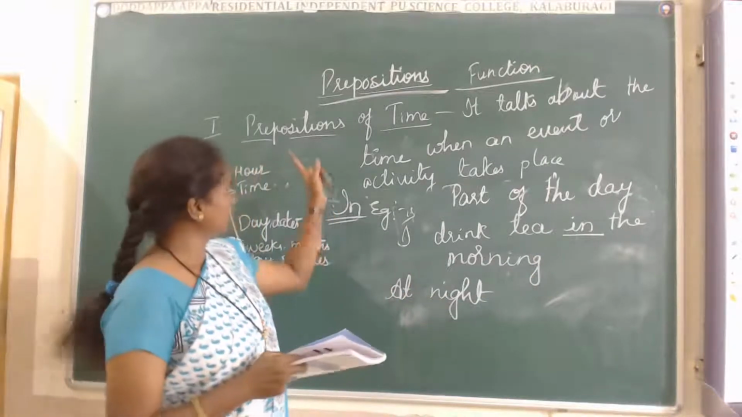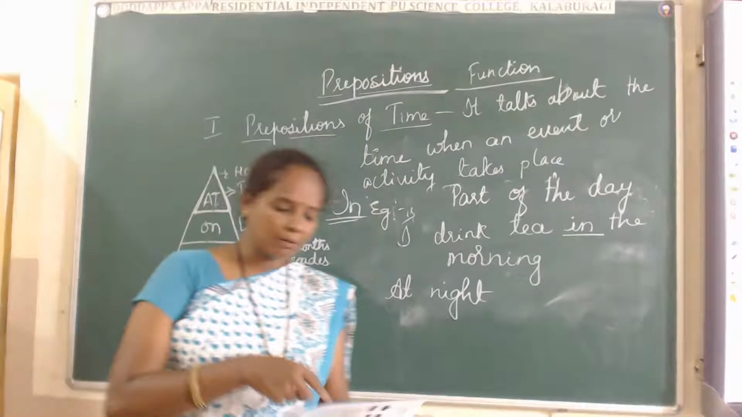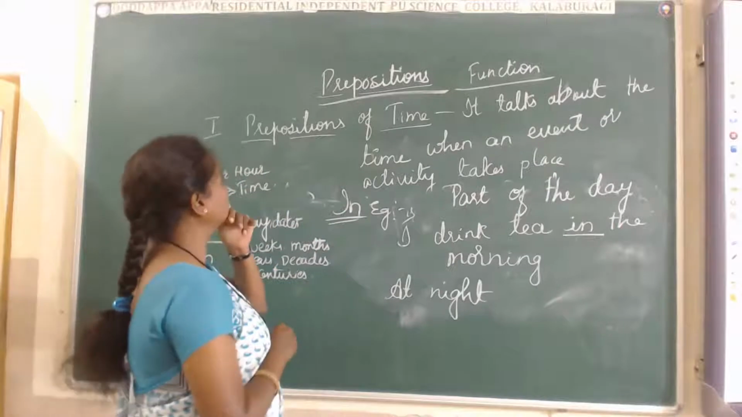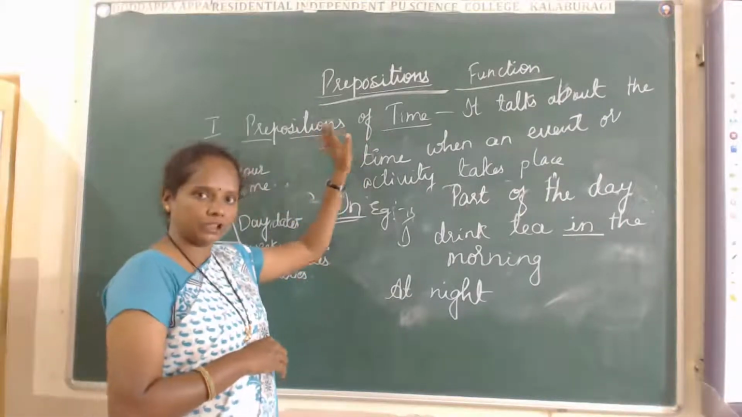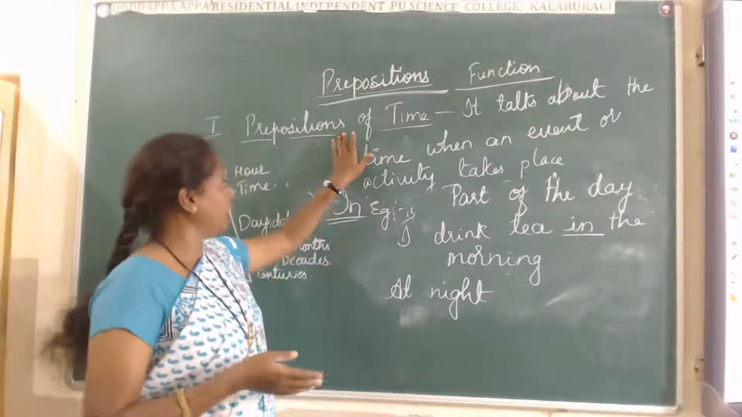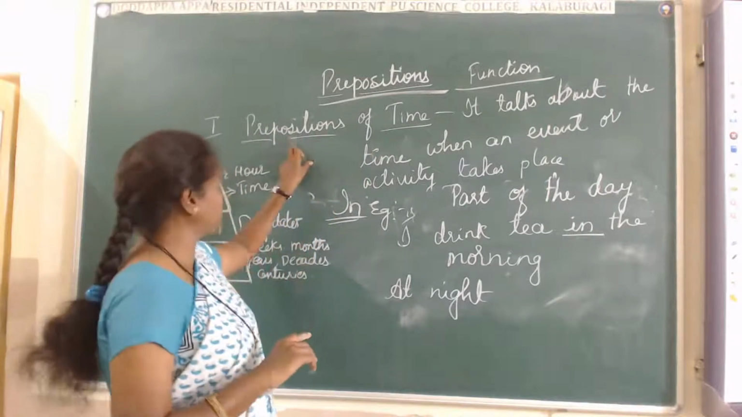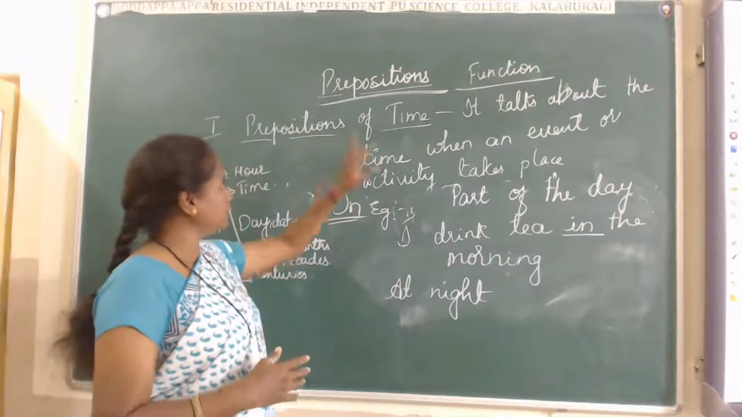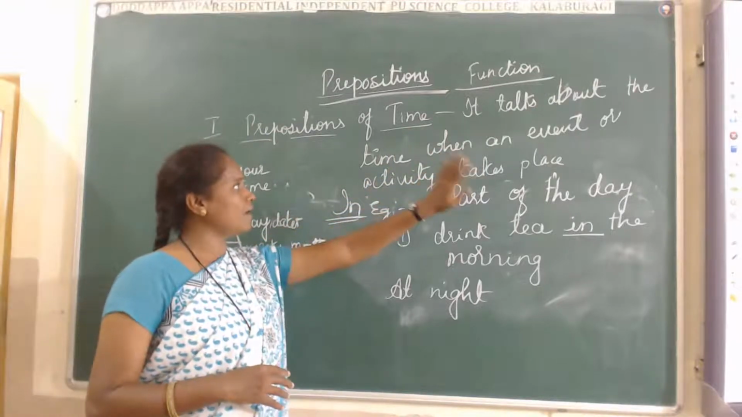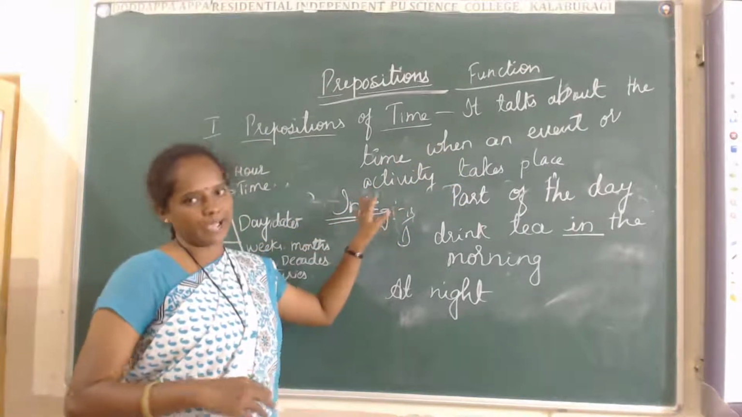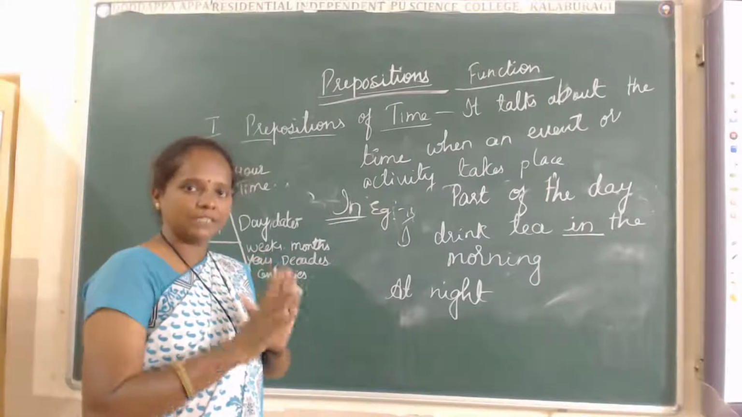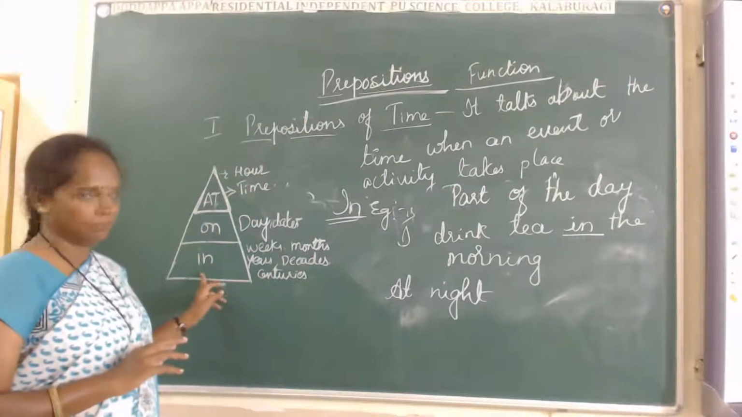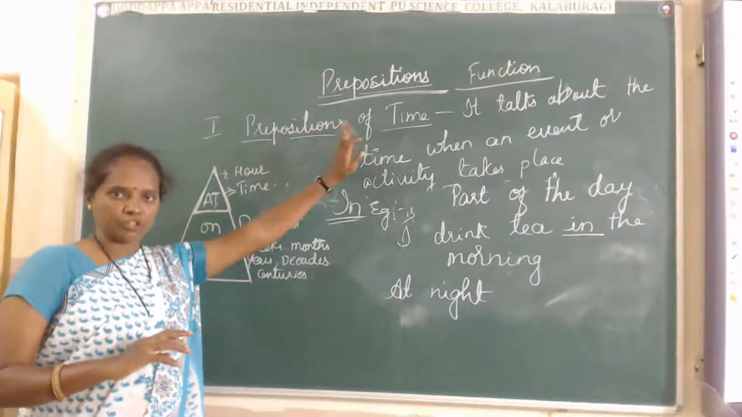For this one, what is this? Preposition of time. I will brush you up. According to their functions, prepositions are classified into three: preposition of time, preposition of place, and preposition of movement. Here we have taken the first, preposition of time, and it talks about the time of an event or activity of a particular day or place. Only time.